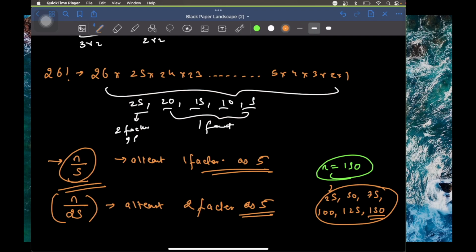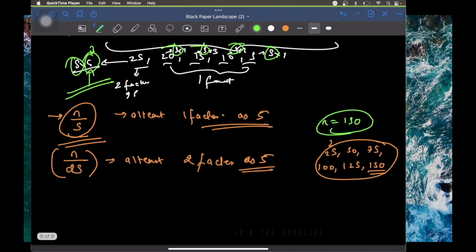See, 25 has 5 into 5, this is 5 into 4, this is 5 into 3, 5 into 2, and this is 5 into 1. So you get this 5, this 5, this 5, this 5, and this 5. So you got 5 occurrences of 5 that can make 5 into 2, and then you are left with one more 5 because 25 was having two factors of 5. Then you will get this sixth 5 from here, right?